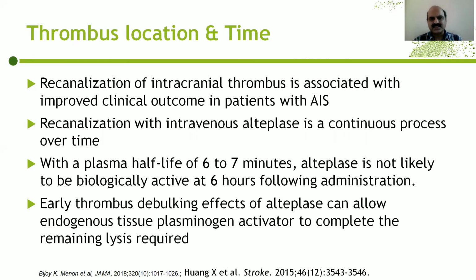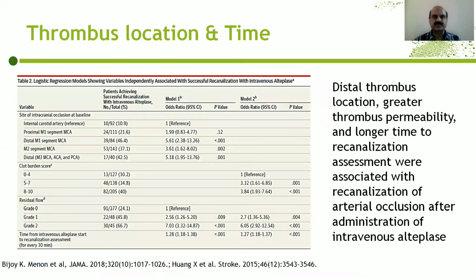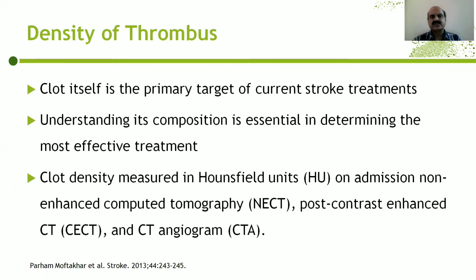So this is largely of theoretical interest, that if you do angio 6 hours later, you may get a better recanalization than if you do angio 1 hour later. For clinical purposes, if the patient doesn't improve, we proceed for mechanical thrombectomy. So what is shown here is that distal thrombus location, greater thrombus permeability, and longer time to recanalization assessment mean more recanalization.